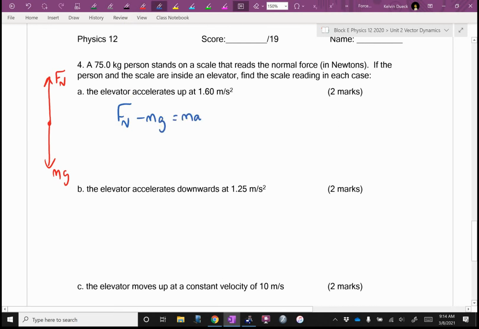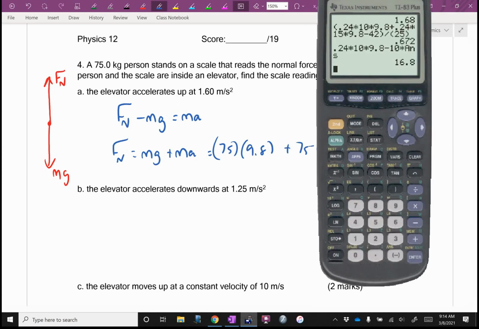And again, as far as I'm concerned, I can either give you the acceleration, like I did in this question, and say find the normal force, or I can give you the normal force, the scale reading, and say find the acceleration. It's the same question, really. Here, normal force is going to be mg plus ma. It's going to be 75 times 9.8 plus 75 times 1.6. And I get 855, is that right?